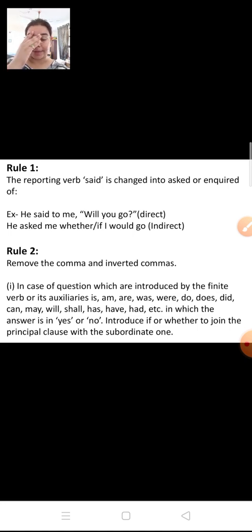Let us see the next thing. Remove the comma and inverted commas in case of questions which are introduced by a finite verb or its auxiliary: is, am, are, was, were, do, does, did, can, may, will, shall, has, have, had, etc., in which the answer is a yes or no. Introduce if or whether to join the principal clause with the subordinate one. So as I have told you, we are not going to use that.